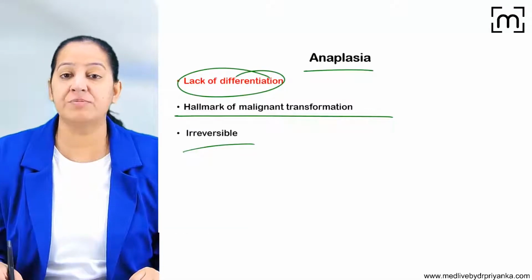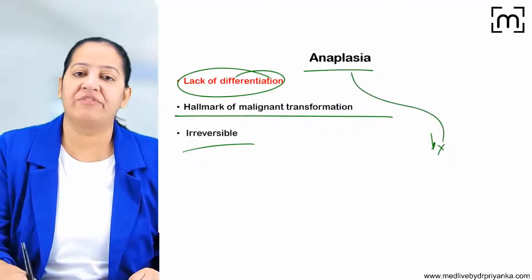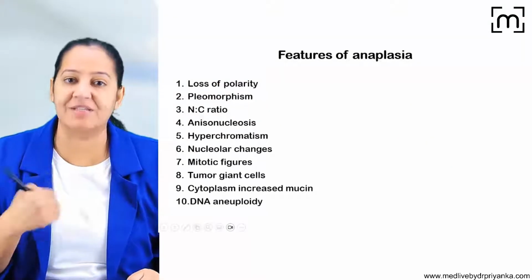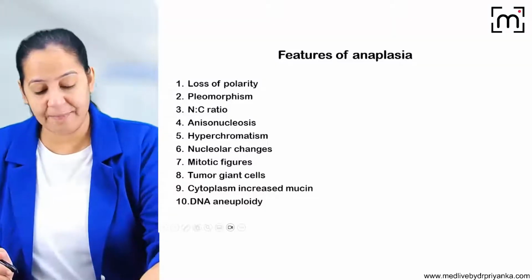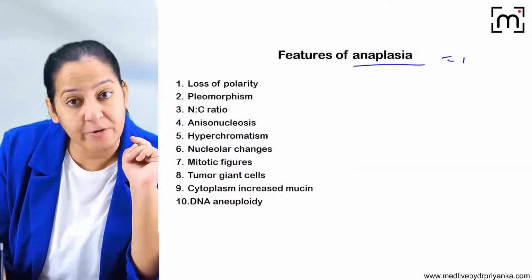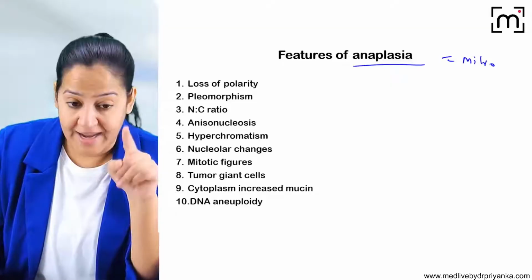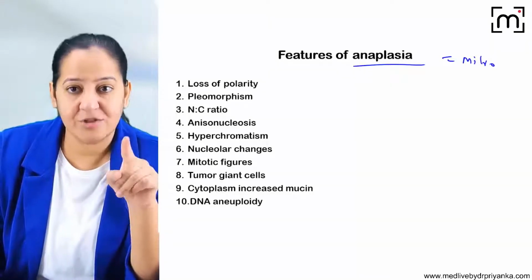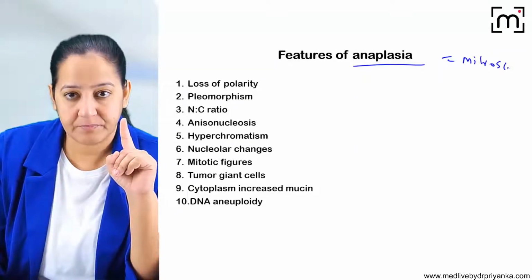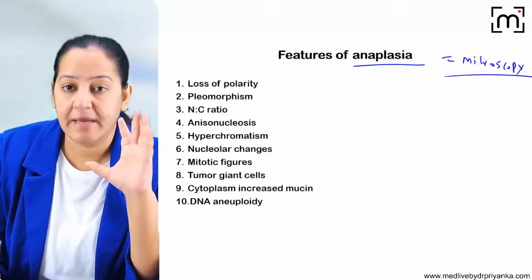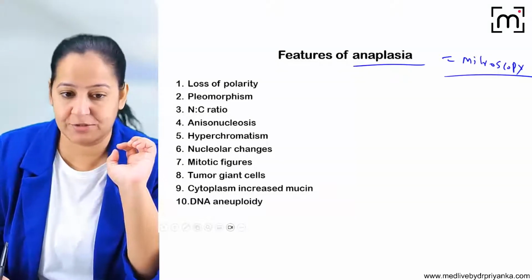So in the biopsy, what will I look for? I will look for features of anaplasia, whether anaplasia is present or absent. You will ask, ma'am, how to see anaplasia? Anaplasia is seen microscopically only. So for anaplasia, you require a slide. It has to be seen microscopically. It is not seen grossly. In the microscopy, you will see whether anaplasia is present or absent.